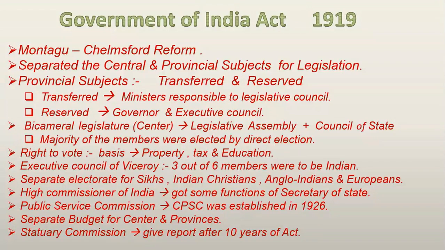Now friends, this act also provided for the establishment of a new post, the post of the High Commissioner of India. So High Commissioner of India was a new post which was created by Government of India Act 1919. And what was his role? He was given some of the functions and powers of the Secretary of State. So the Secretary of State was very overburdened. Why? Because he was in charge of entire India. So a new post was created, High Commissioner of India, and some of the functions and powers of Secretary of State were given to High Commissioner of India.